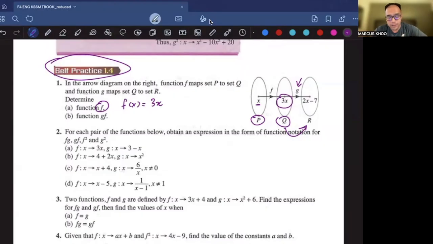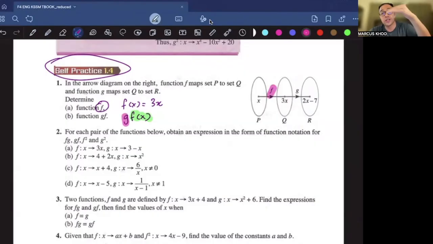So what about the second question? The second question says gf. Let me write this properly: gf, and then I'm going to put the original object. As I said just now, this is the first function that we do, and then this is the second function, the pink color one. The first function is this because it maps from the original object to this one. And after that, the second function is g.